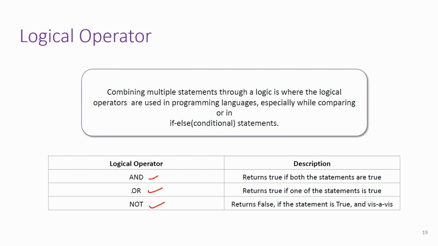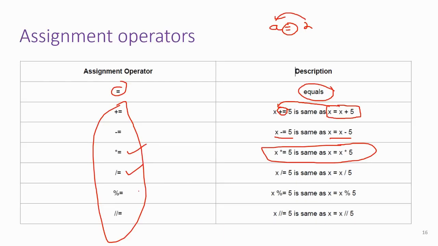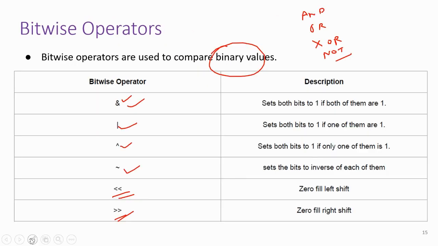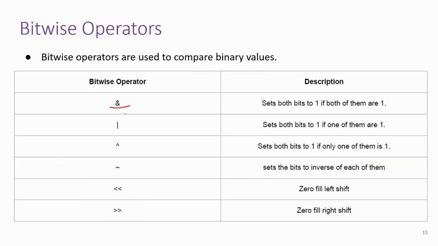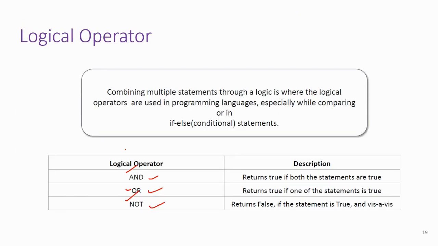This is the ordinary AND operation, OR operation, NOT operation. These are bitwise operations: bitwise AND, bitwise OR, bitwise XOR, and bitwise NOT we have also seen. So here we have bitwise and ordinary and, or, not. We have some programs where we will use these logical operators, and at that time we will explain these operators.